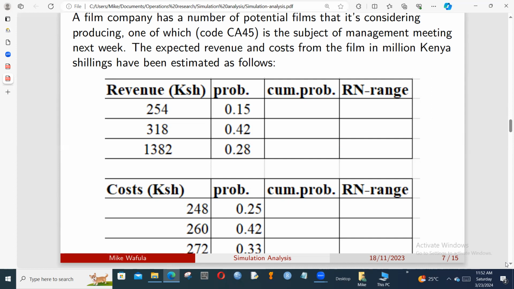I've just checked even this first table. I think the probabilities here don't add up to 1. 0.15 plus 0.42 plus this. Maybe we check this to 0.30. See, this one is not adding up to 1. I don't know whether you have observed that. These probabilities ought to add up to 1. This one ought also to add up to 1. Before we proceed, please rectify that. I think if we do that, then they are adding up to 1.